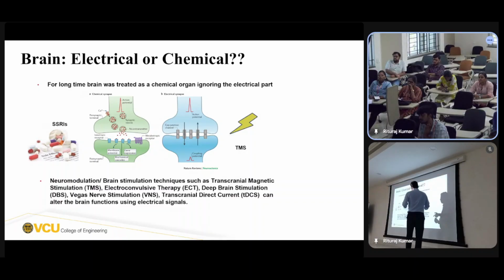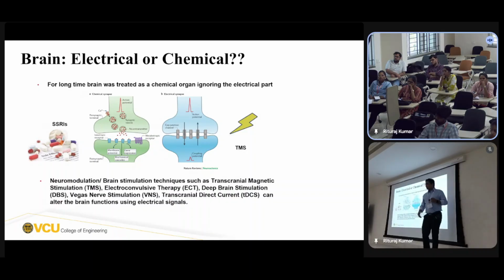So this is an electrochemical phenomenon, how the signal is transmitted. When the neurons fire, the signal needs neurotransmitters to pass to the next neuron. But we have only altered the chemicals, the neurotransmitters, to get the brain working back in a normal way, such as with SSRIs, but we have forgotten the electrical part.